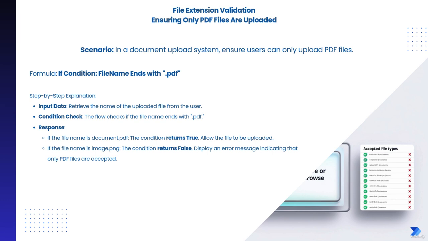Step-by-step explanation. Input data. Retrieve the name of the uploaded file from the user. Condition check. The flow checks if the file name ends with .pdf. Response: if the file name is document.pdf, the condition returns true. Allow the file to be uploaded. If the file name is image.png, the condition returns false. Display an error message indicating that only PDF files are accepted.